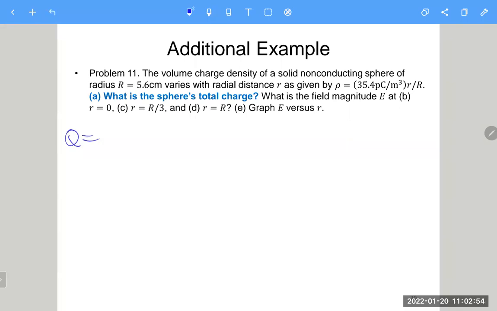The total charge for this sphere will be a triple integral of rho dV, where rho is this one. And dV, for a sphere here, in 3 dimensions, although I can only draw it in 2 dimensions. And actually, the rho for every part is different.